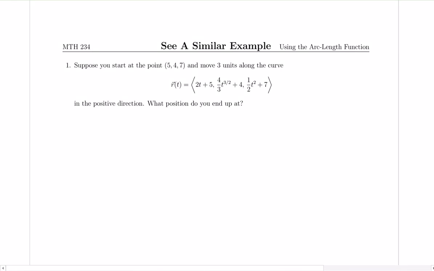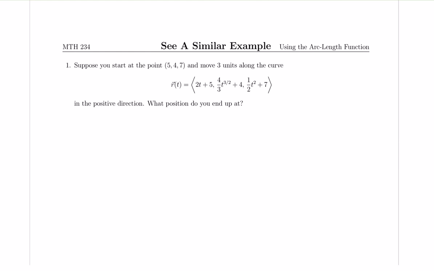In this video we will solve a problem involving the arc length function. So the question says, suppose we start at this point on the given curve and we walk along the curve a distance of 3 units. What is the point that we end up at?